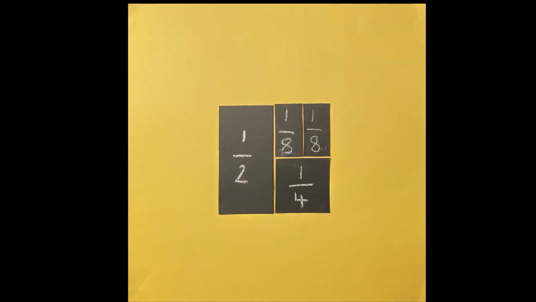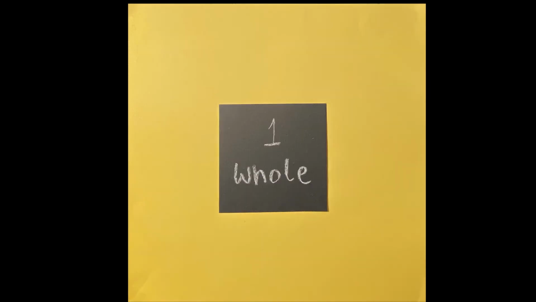Actually, we can have quite a few combinations. We can mix in a half, a quarter, and 2 eighths, and that still equals a whole. Can you think of any other combinations using halves, quarters, and eighths, not necessarily all three, that create a whole? Have a go now and then carry on with the video.